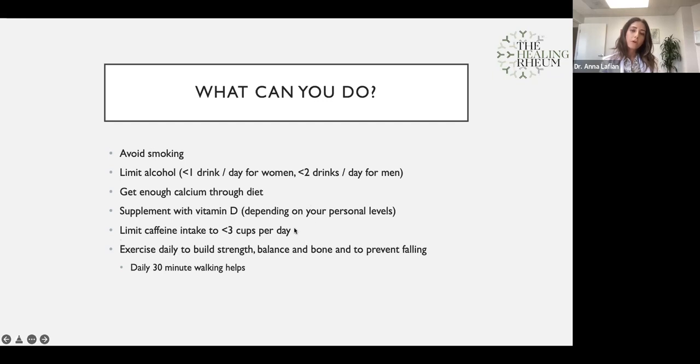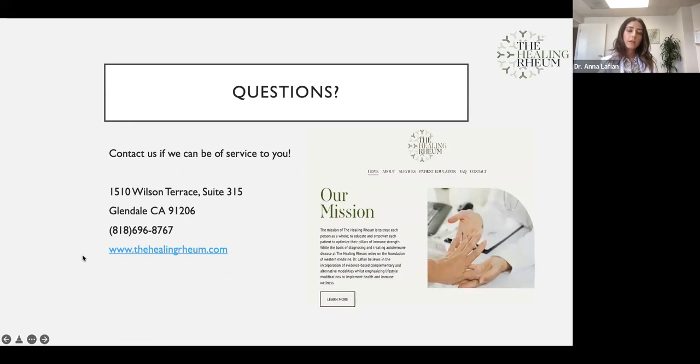As far as coffee goes, I hope that you're limiting it to less than 3 cups a day. And exercise. This is very, very important. Even weight bearing exercises is even considered walking. So walking 30 minutes a day is great to do. It'll help you build your bone, it'll help you with your balance, and it'll help you to prevent falling, which can cause fractures. And that is it.